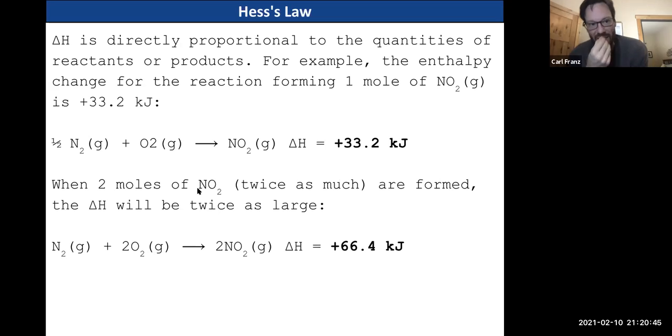And then so here is an example. So we're taking 1/2 nitrogen plus O2 and yielding NO2. And essentially we're going to double that. Okay. We're going to say 2 moles are formed. And so it goes from 1/2 nitrogen to 1 nitrogen, from 1 oxygen to 2 oxygen. And so since everything was doubled, right, or multiplied by 2, we do the same thing to the heat, right? We multiply the heat by 2. So 33.2 becomes 66.4.